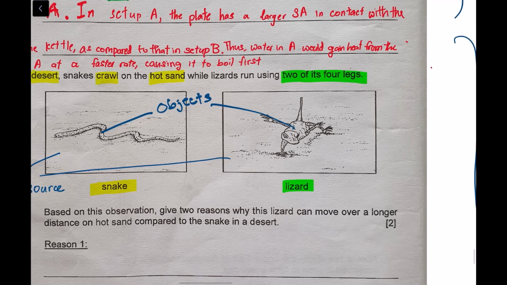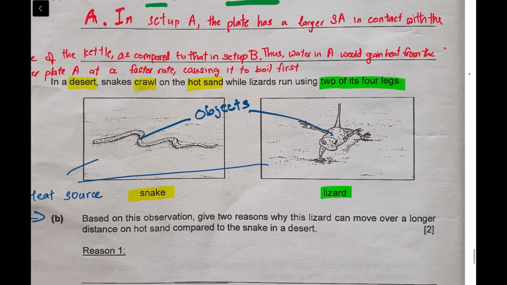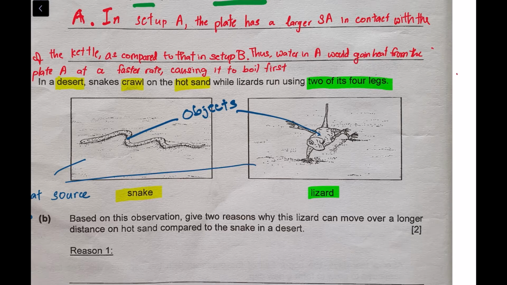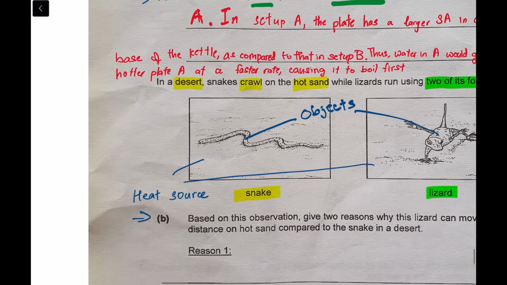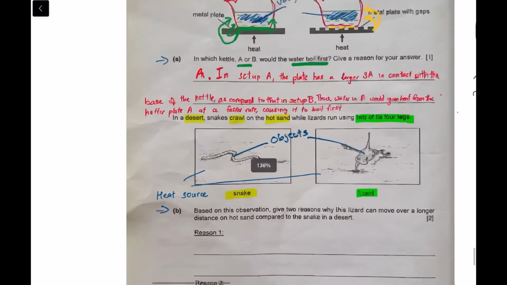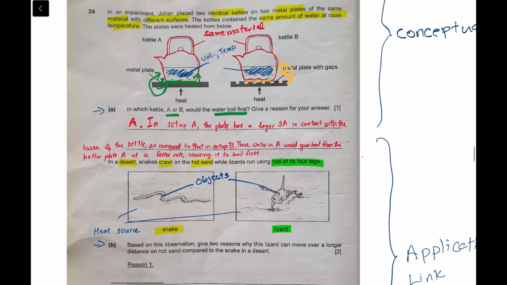The only difference is the surface area of this animal's body in contact with the ground. The snake is crawling on the ground with the full length of its body in contact with the hot surface. So it's basically the same as setup A in part A.